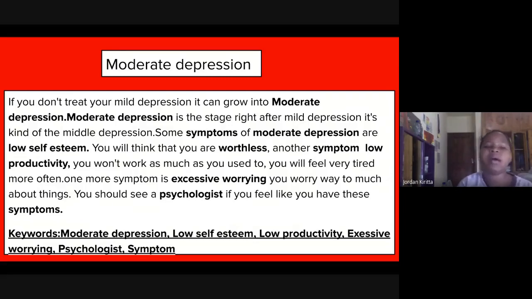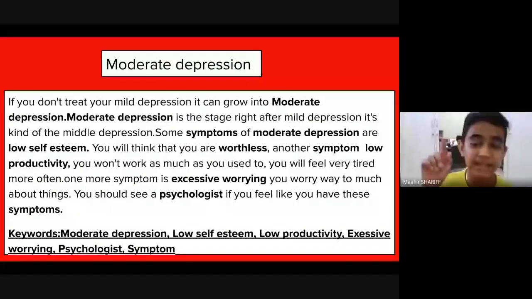One symptom of it is excessive worrying. You worry way too much about things. You should see a psychologist if you have these symptoms. Keywords for this one are moderate depression, low self-esteem, low productivity, excessive worrying, psychologist, and symptoms.